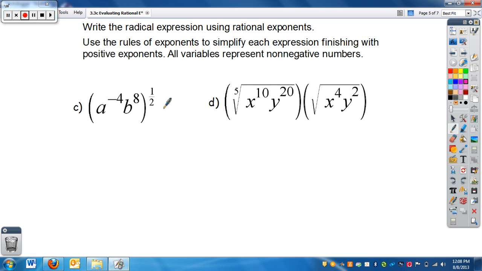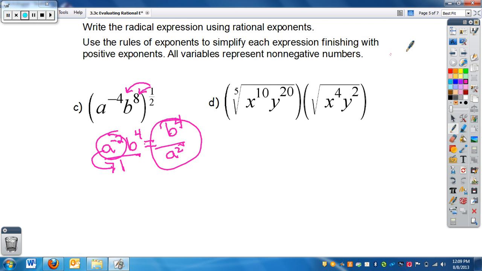Here, it's already written as a rational exponent, so we don't have to do the first part. And then we have power to a power, so I can distribute. So 1/2 of -4 is a to the -2. 1/2 of 8 is 4. Are we done? Well, we have different bases, which is okay. We don't have any repeats. However, I have a negative exponent, so we know our negative exponent means it needs to move. It's in the numerator. It needs to move to the denominator. Now we are finished with the problem.